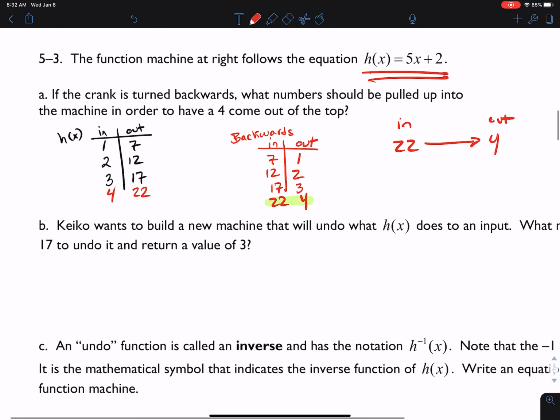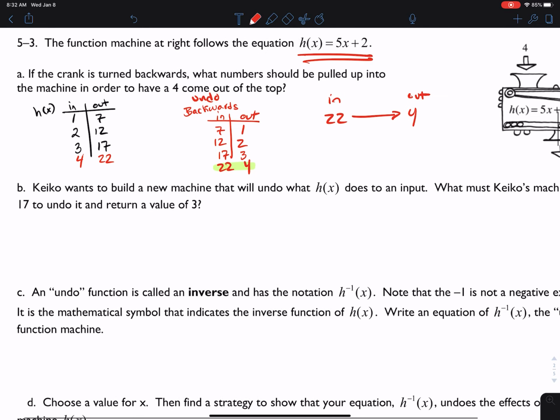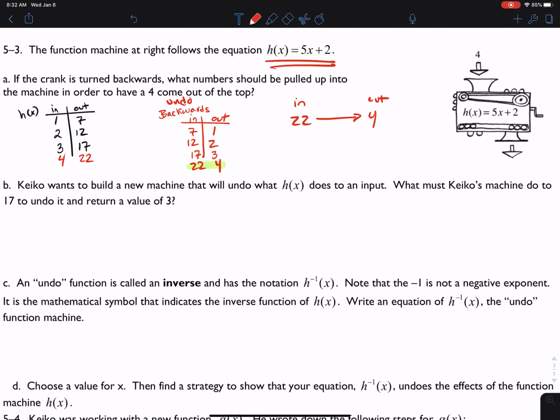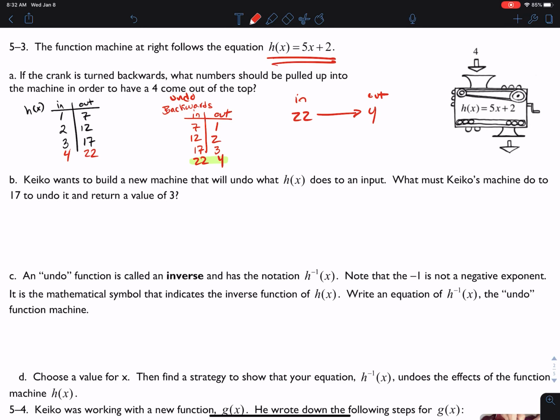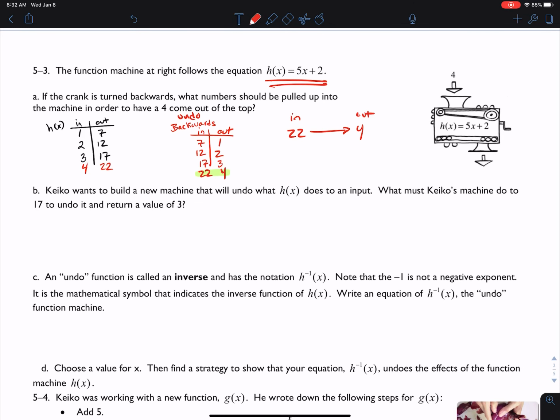Okay, and here we're using an idea that relates the inputs and outputs for functions and their inverses, their undo functions. I'll call them undo functions. Okay, so now let's look at the next problem here. So we have, I believe the name is Keiko. So Keiko wants to build a new function machine that is the undo of h of x. And what must Keiko's machine do to 17 to return a value of 3? Okay, and so here they're asking us explicitly, go find this machine.